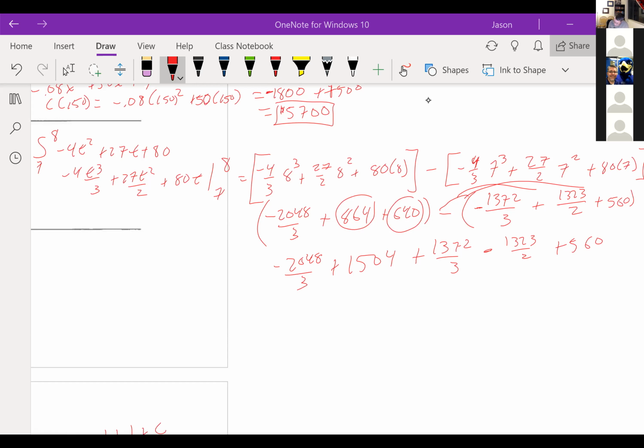What the heck? Both of them. How did both go off? Oh, I accidentally hit mute. Okay. Okay, and then 2048 minus 1372 is 676.